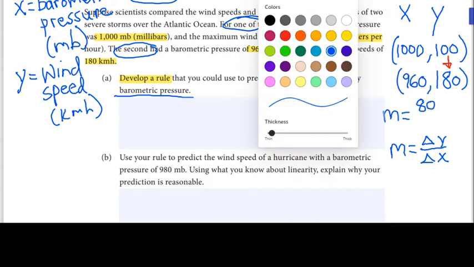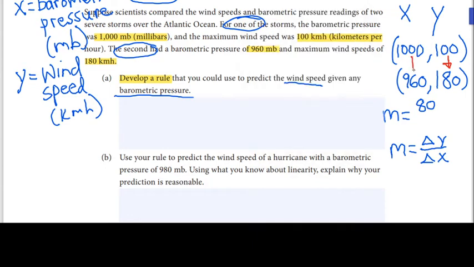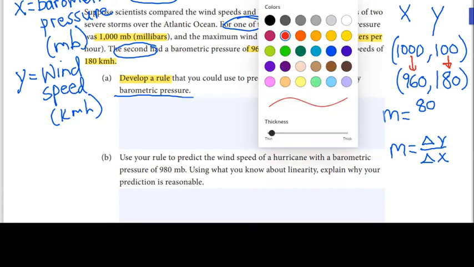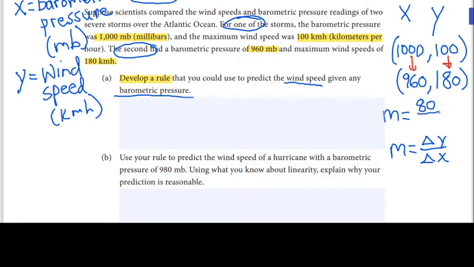All right, and so what did I do to get from here to here? Well, I subtracted 40, right? To get from 1,000 to drop it down to 960, what I did was subtract 40. Okay? So I'm going to say minus 40.